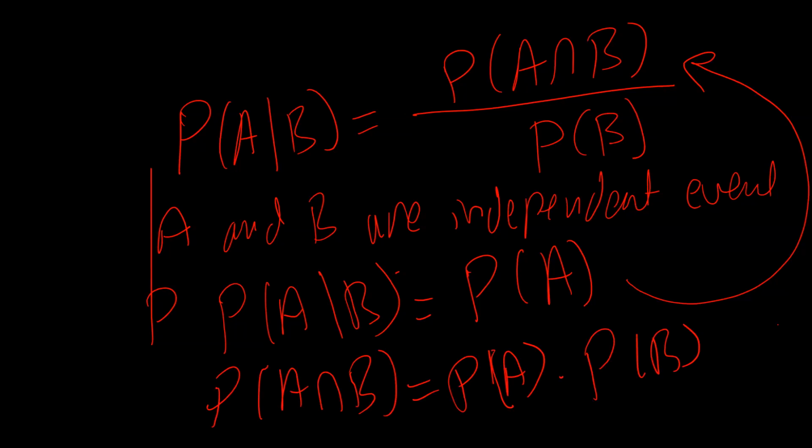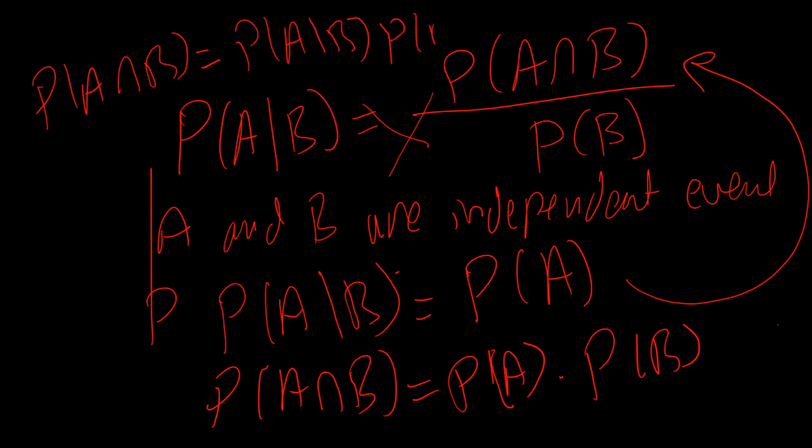And this result is true if and only if A and B are independent. So you have to remember this one. Probability of A and B equals probability of A times probability of B if and only if A and B are independent. If they are dependent, then by cross multiplication, probability of A and B equals probability of A given B times probability of B. So this is the general form of probability of A and B. But if A and B are independent, then probability of A and B equals probability of A times probability of B.